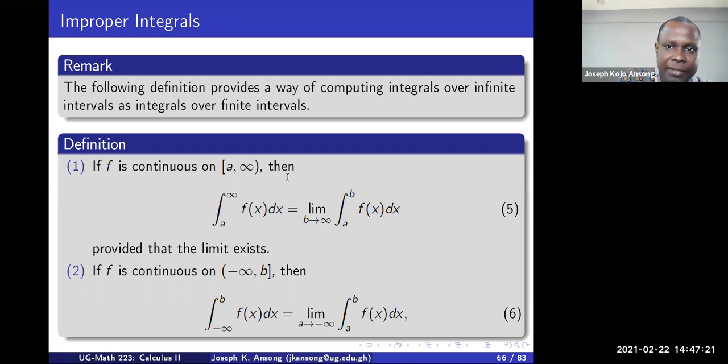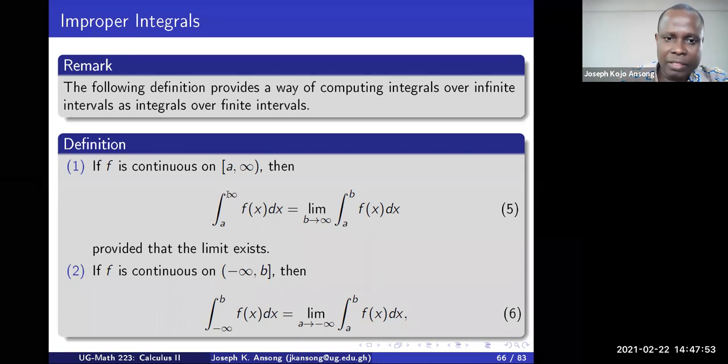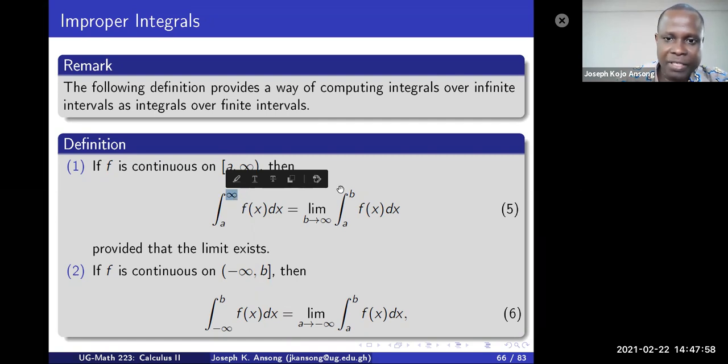That will help us to be able to perform improper integrals. We already know how to perform definite integrals, and so this definition helps us to translate from an improper integral to a proper integral, and then find a limit. The first point of this definition says if f is continuous on a to infinity, then for the integral from a to infinity, in order to avoid dealing with the infinity up here, you replace the infinity with some number.